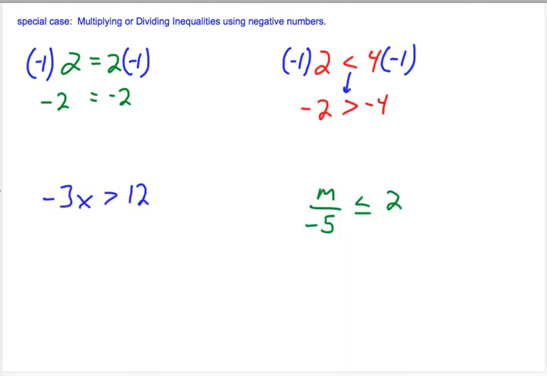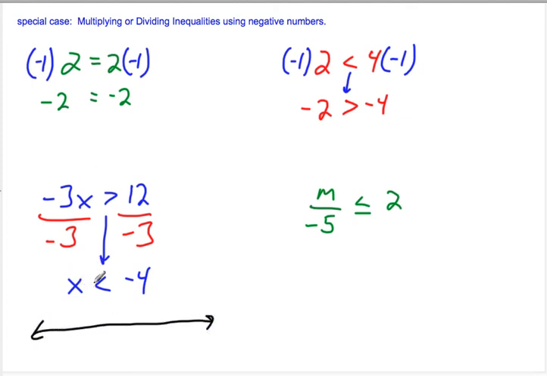So let's do a couple examples. In this one, I'm going to divide both sides by a negative number. Therefore, when I get my answer, I need to switch the direction of the sign. And then I can graph it as normal. So here's -4. It's an open circle and everything less. Okay. Again, on the right equation here, I'm going to multiply both sides by -5. Since I'm multiplying by a negative number, I'm going to have to switch the direction of that sign to greater than or equal to.